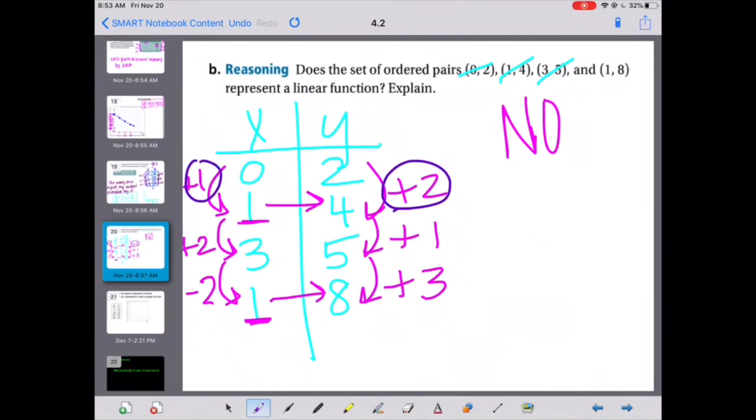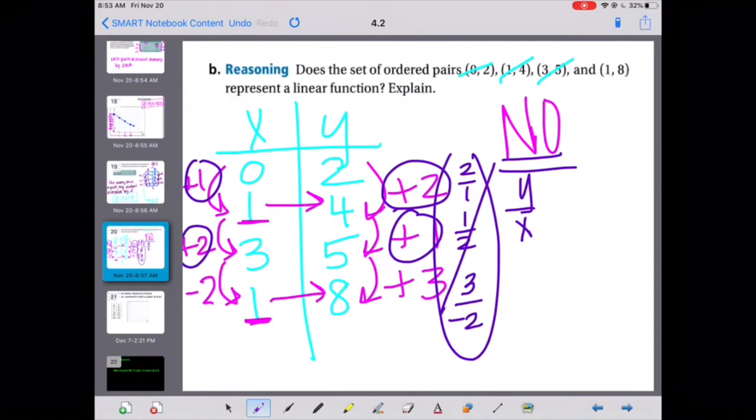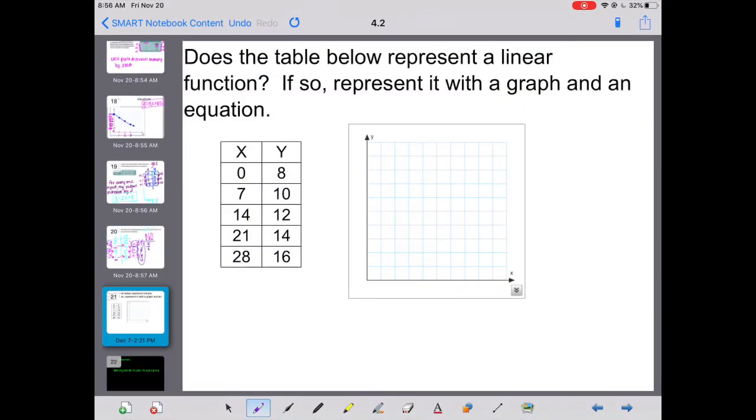The other thing you want to look at when the numbers are skipping around like this, you want to look at both this and this together. Okay, you want it to be y over x. So our first change is a 2 over 1. Okay, y over x. The second change is 1 over 2. These are not the same thing.